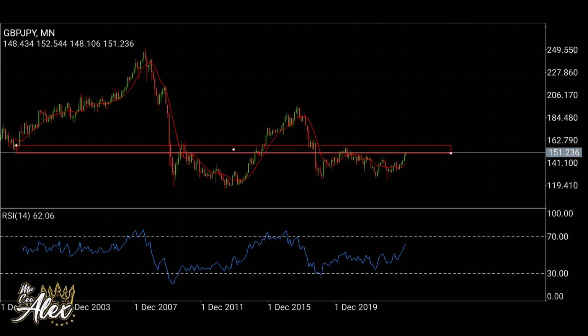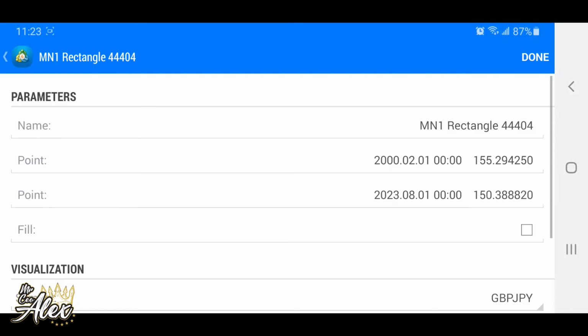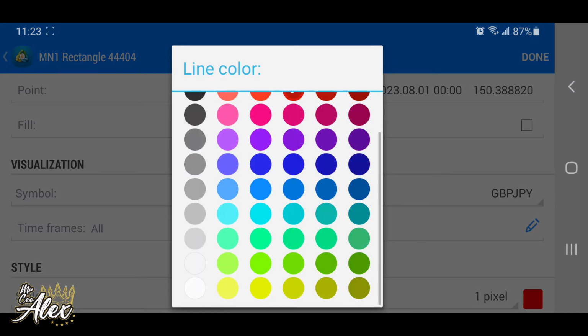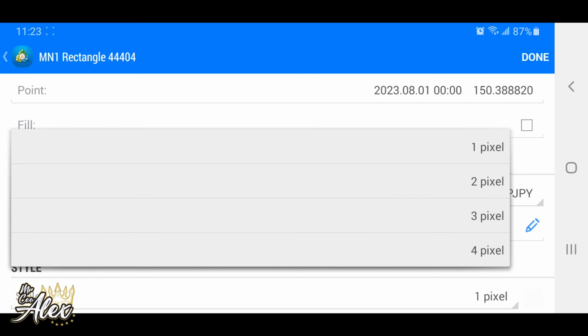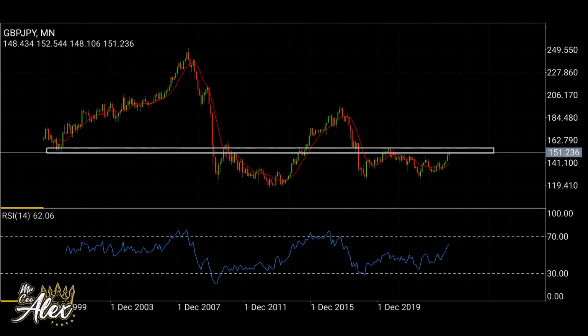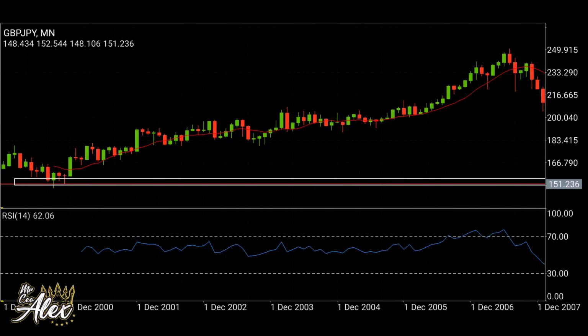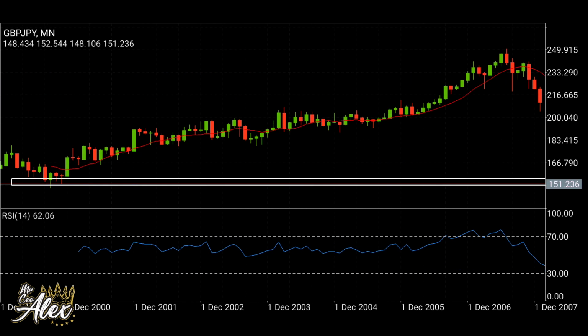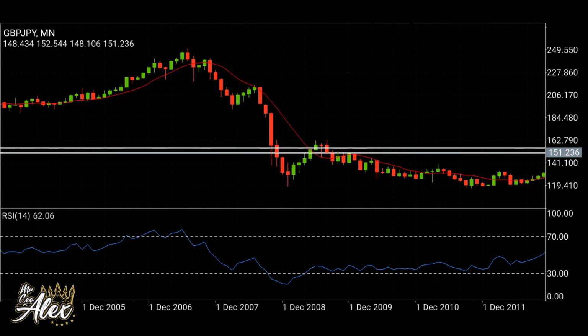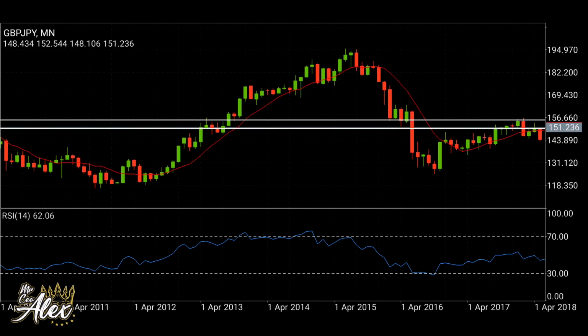So whenever price comes to this area, just so you can see it better. All right, perfect. So if we go all the way back to 2002, we can see that this area around 151.250 is a major key area. We can see a break and retest, continue to the downside.